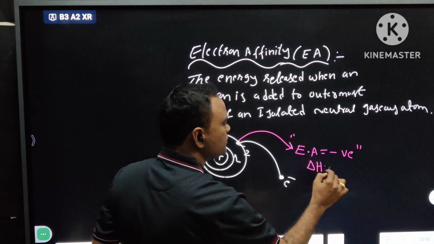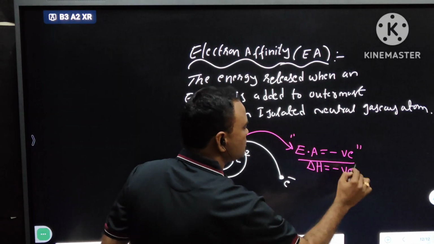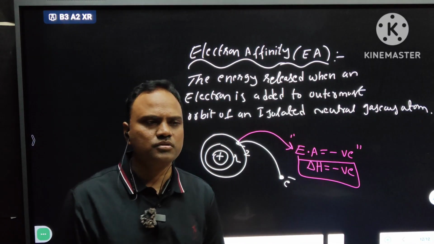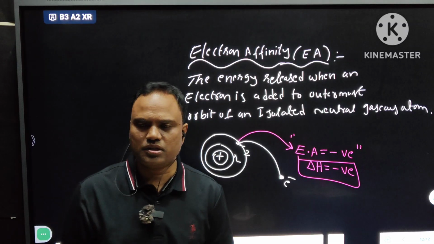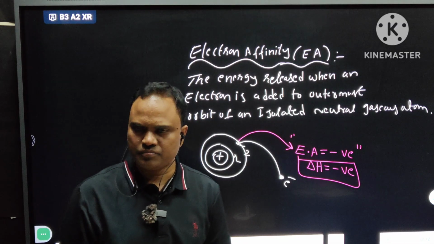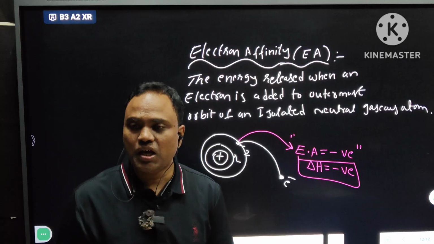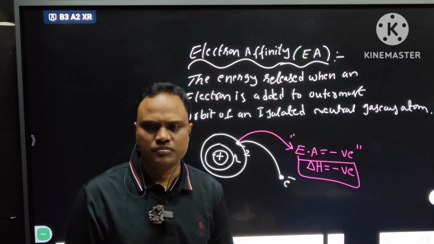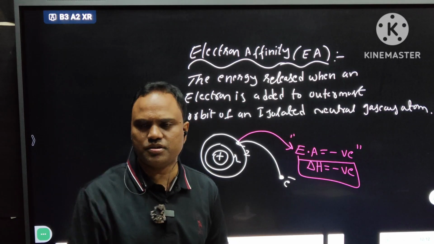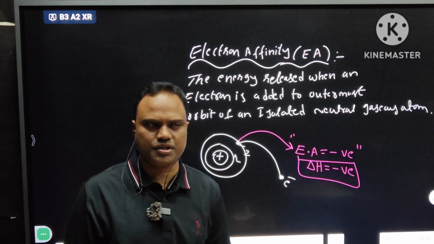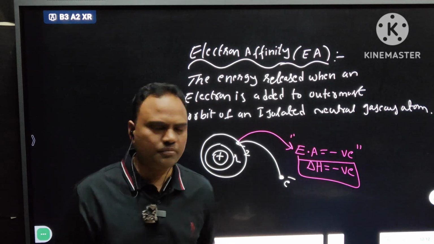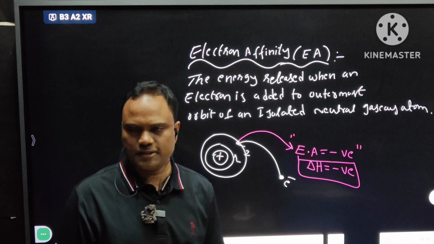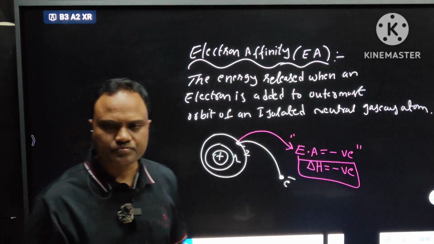So for electron affinity, we use this symbol. Delta H is negative according to thermodynamics. For exothermic reactions, delta H is negative. Electron affinity is which process? Exothermic process. Energy is released. During addition of an electron, energy is released. That's why delta H is negative. In thermodynamics, we have these signs: delta H negative, delta H positive. Clear? Right.